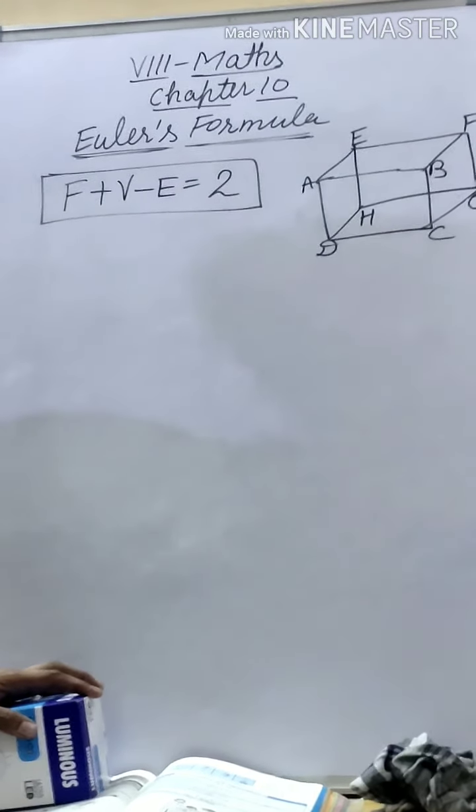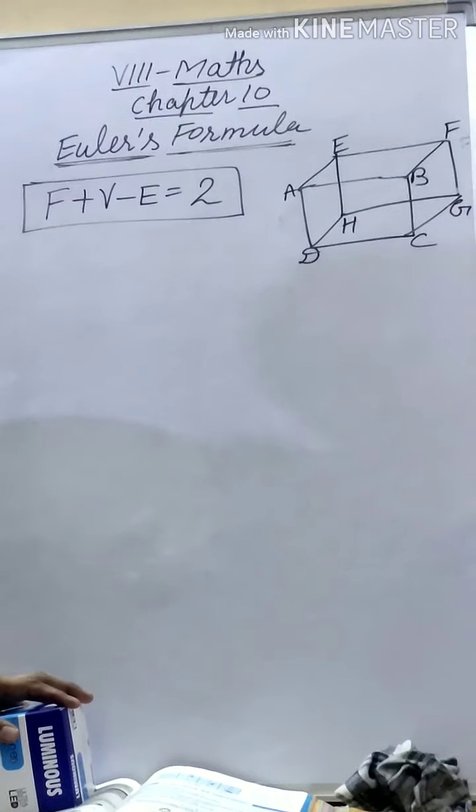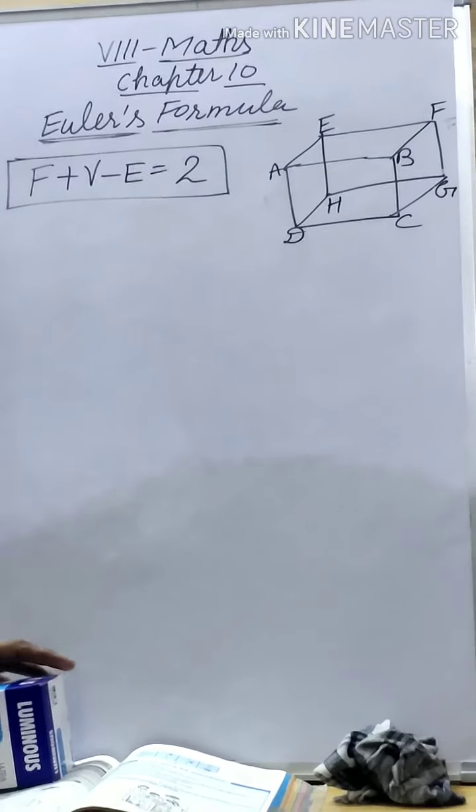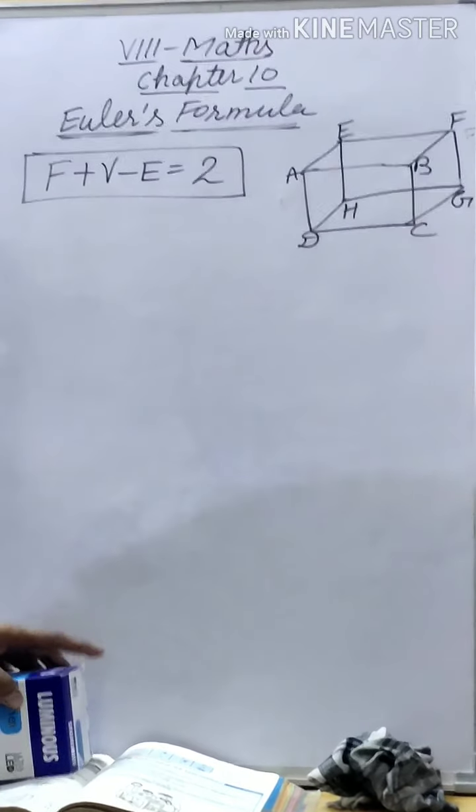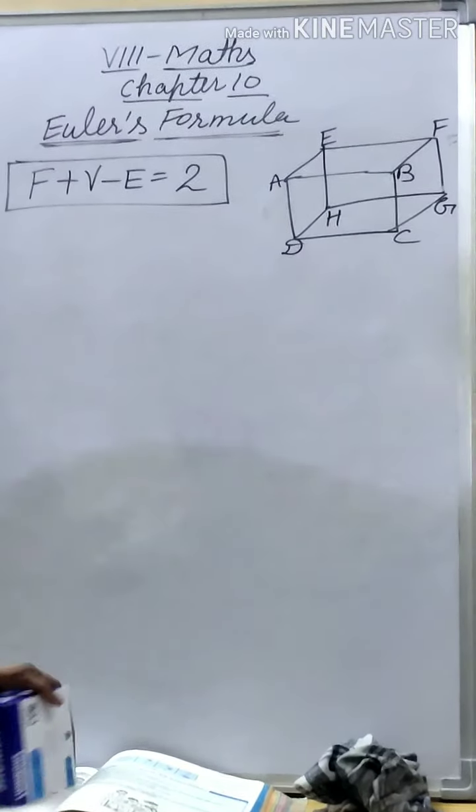Now, last time you started chapter 10. So now one most important topic we have started, that is Euler's formula. What is Euler's formula? Euler's formula gives the relation between faces, vertices and edges of a polyhedron.